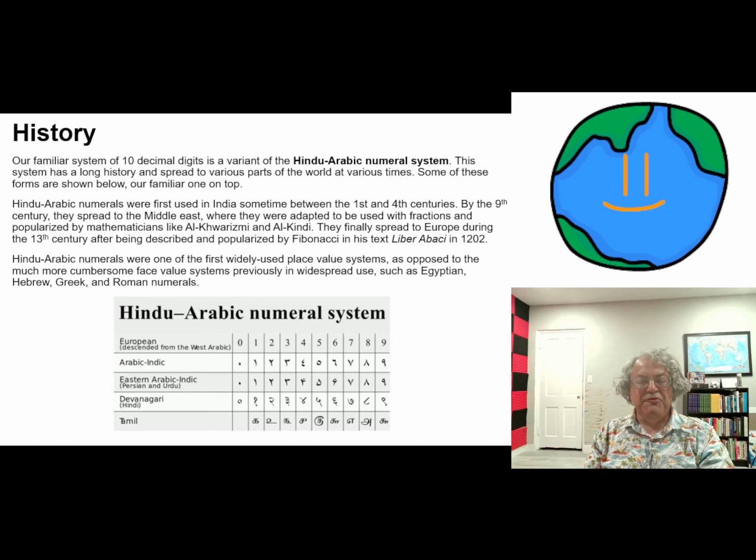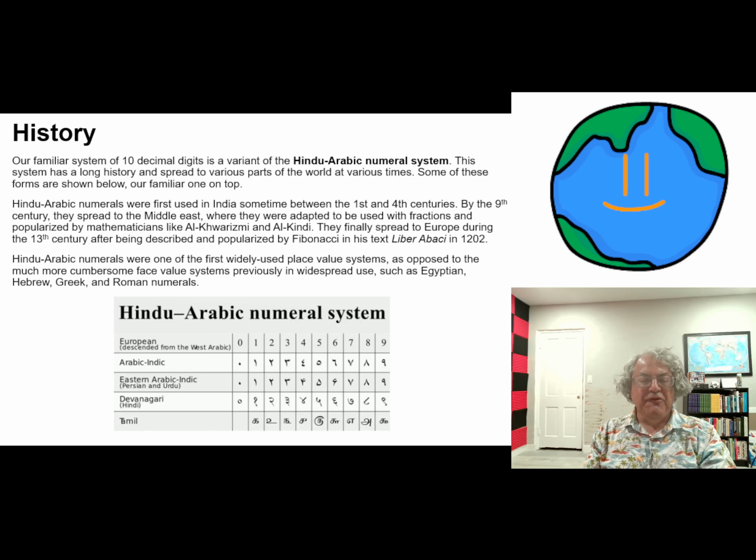All stuff we learn in school by fourth or fifth grade, hopefully. But there was no simple system for doing this. I think before Hindu-Arabic numerals were introduced in Europe, most of the people in Europe were using Roman numerals. And Roman numerals are very, very difficult to use to do arithmetic with. They're just not a practical system.